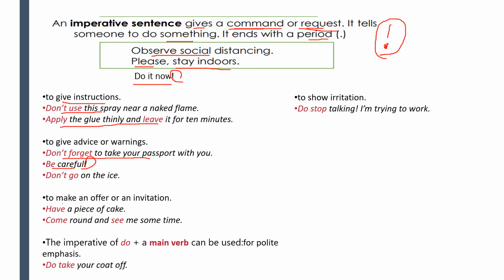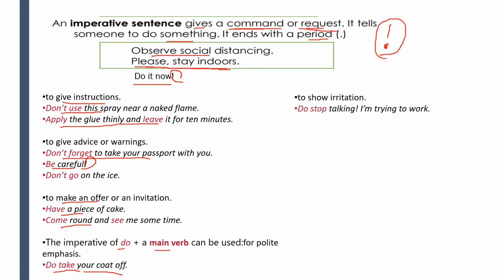It also makes an offer or an invitation. For example, have a piece of cake, come around and see me sometime. The imperative do plus a main verb can be used for polite emphasis. Like for example, do take your coat off or please stay indoors.